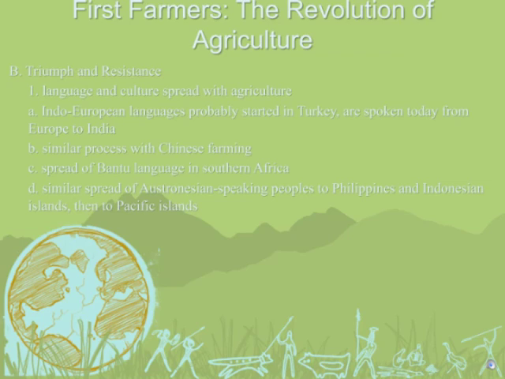The Chinese language even having an effect on that Austronesian language that we mentioned that was spread throughout that Pacific region. So language is going to be a huge aspect. And our Indo-European languages probably started around that Turkish region and spread up into Europe and down into India as well.